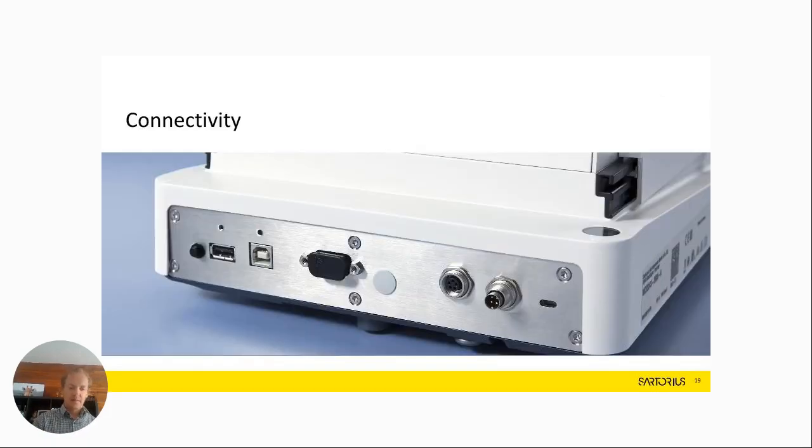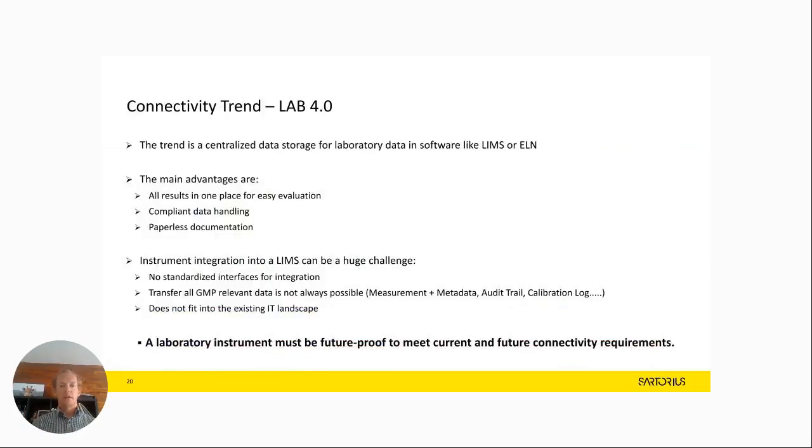Besides compliance, I showed in the beginning that we need, next to our QA, as well our IT. So let's take a small look into that. What does that mean? Compliance and connectivity in the future, 2020 and so on. And those are examples from our Cubis 2, from our premium unit. The trends all over the lab and all over the industry are going into centralized data storage, automated processes, digital.